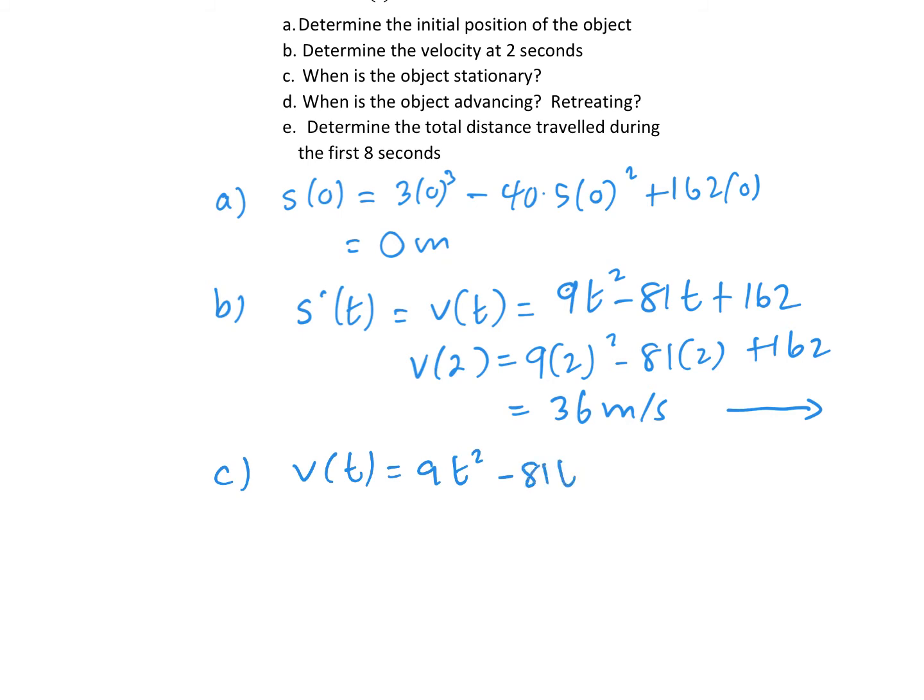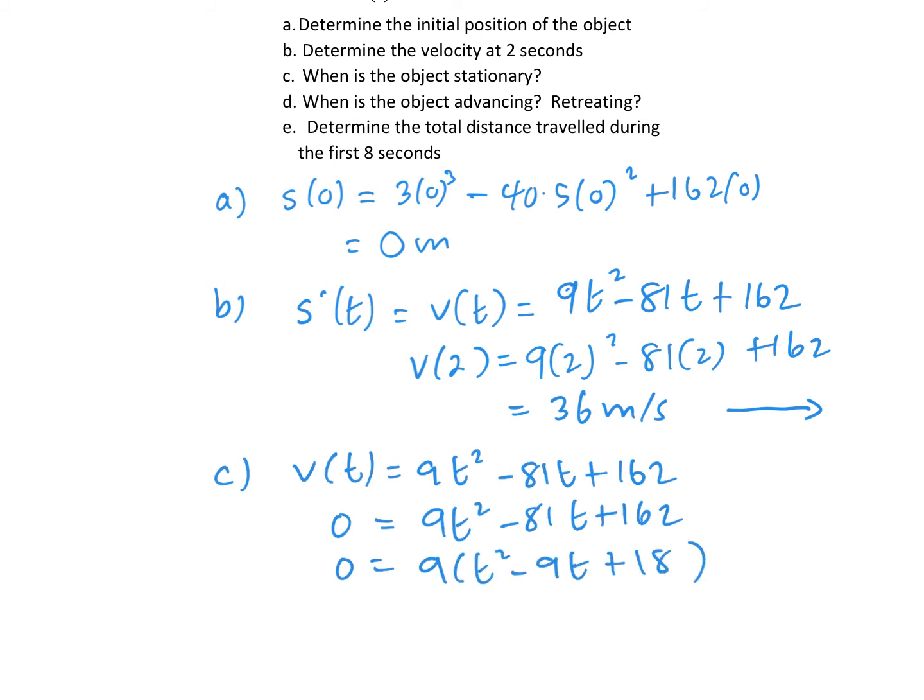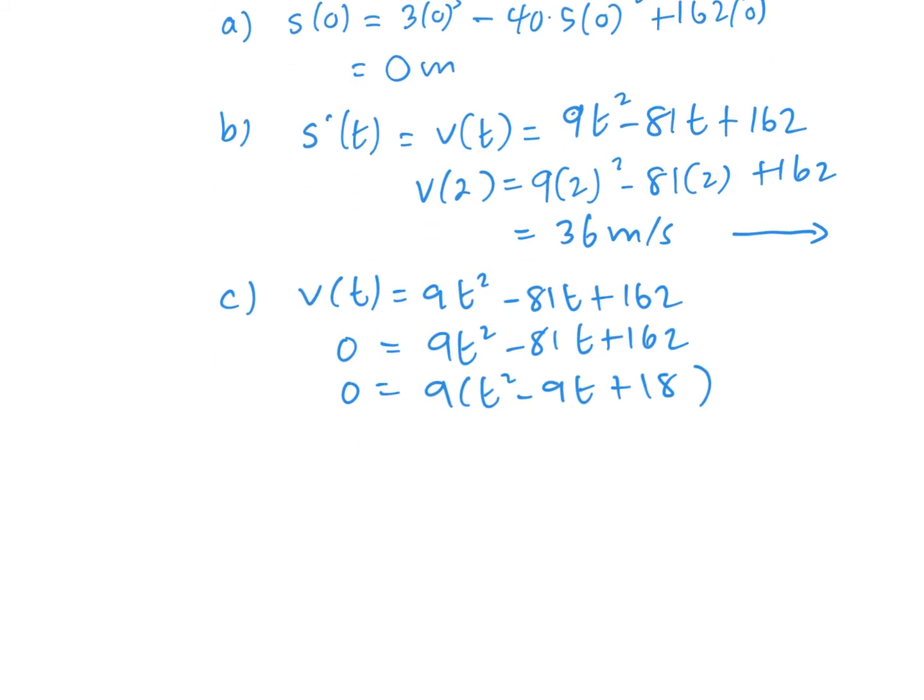So we're going to take our velocity equation and we'll sub in 0 for velocity, and we're going to solve for t. So 9 is common. Let's take that out. And then we can factor that trinomial. It is a simple trinomial. It would be minus 6 times minus 3. So time is 6 and time is 3. So at 6 seconds and 3 seconds, the object is stopped.